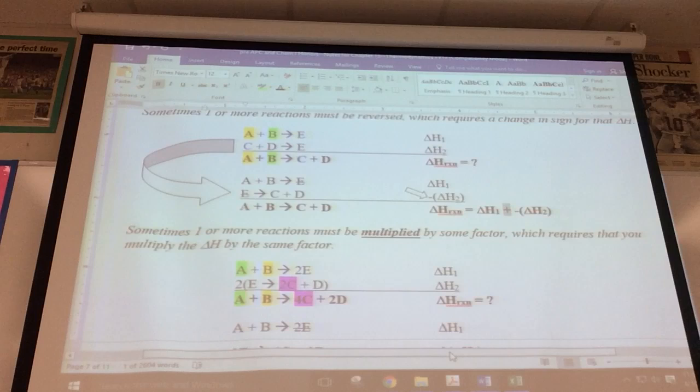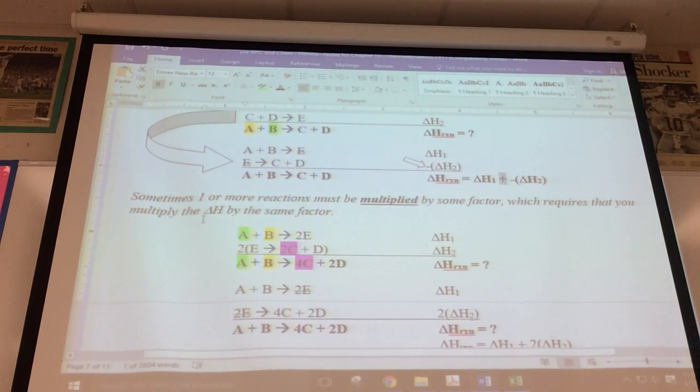Last piece. It says sometimes one or more reactions must be multiplied by some factor. It can be 2, 3, 4, 5, 6, 7, 8, 9, 10. It can be a fraction. Now I gave you a fraction as an example, but I do try and stay away from fractions at this level. They get very tedious. That requires that you multiply the delta H by the same factor.